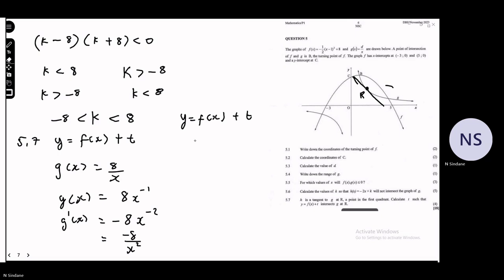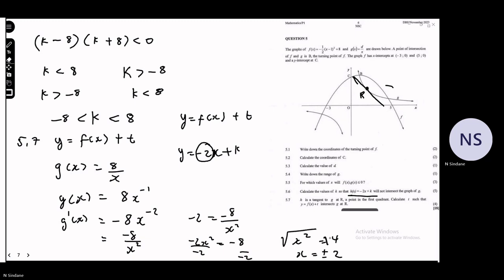We know that we had h of x as y is equals to negative 2x plus k, right? Then this, which is our gradient, is equivalent to negative 2 is equals to negative 8 over x squared. Then cross multiplying, you have negative 2x squared is equals to negative 8. Then divide by negative 2, x squared is equals to 4. Then you can see that x is equals to plus or minus 2 when you do your square roots. So your coordinates, they said it is in the first quadrant. Therefore, the first coordinate is x is equals to 2. It cannot be negative because they said it is in the first quadrant. So the x coordinate is equals to 2.